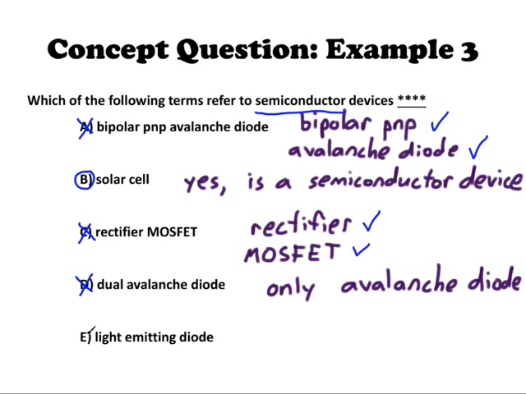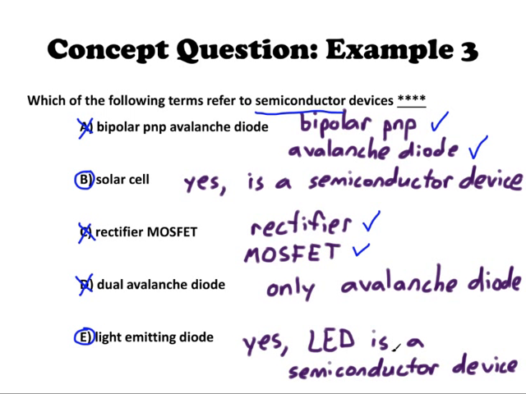Option E, light emitting diode, is a correct answer. Also known as an LED, you often see these in traffic stoplights. So they are working semiconductor devices. For this question, we have two answers: option B, solar cell, and option E, light emitting diode.